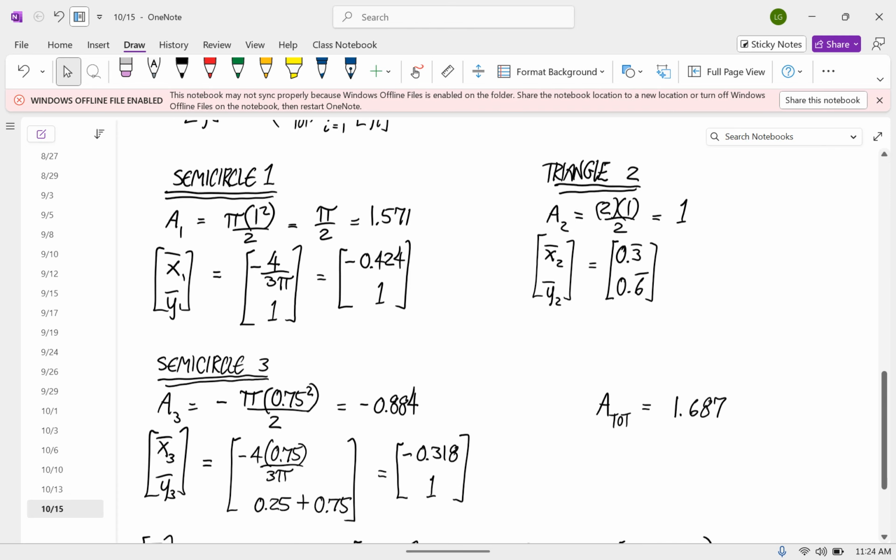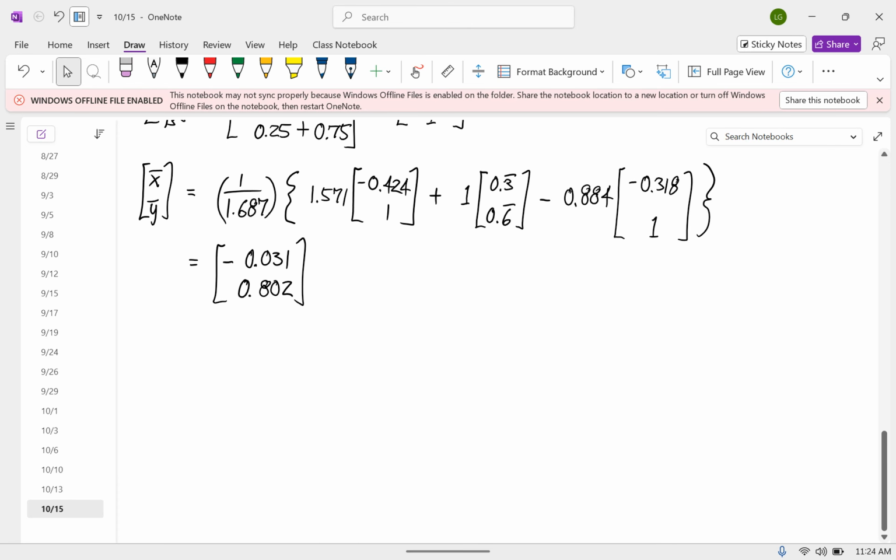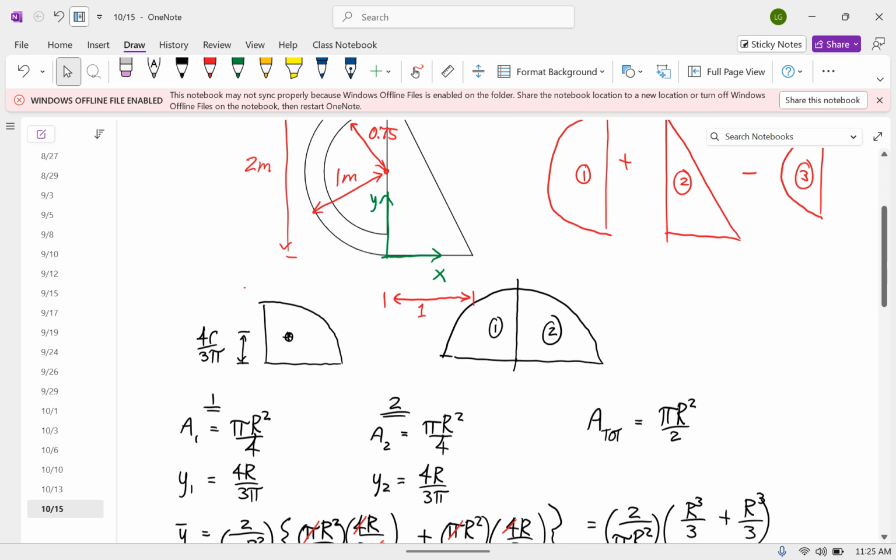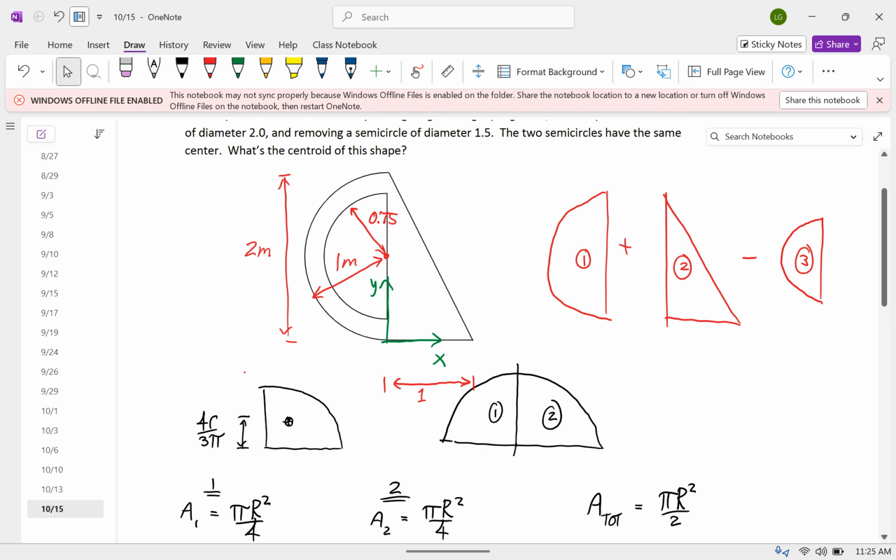Professor? Yes. So if we chose a different about point, like I just chose the top left corner for all my problems, you'll get different answers, but physically they all mean the same thing, the same location-wise. Right.